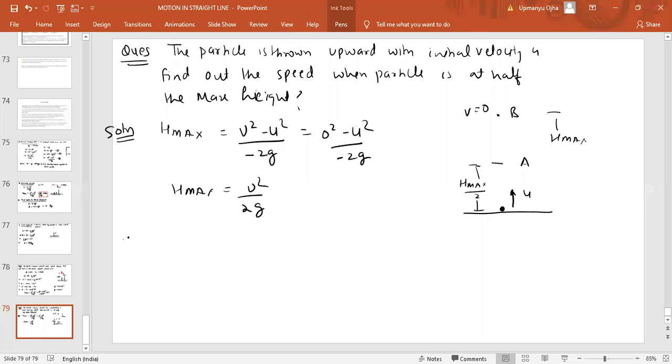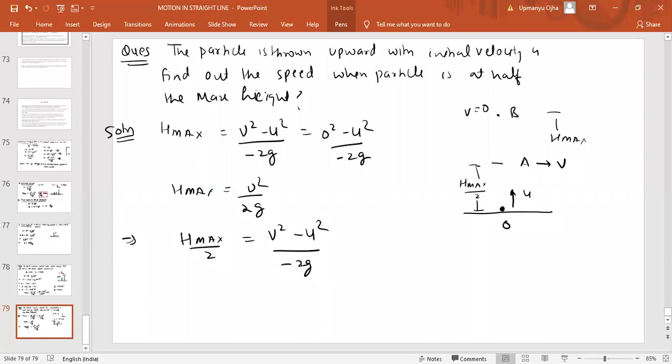Now, what they are telling you, find the speed when the particle is at half of the maximum height. Let us suppose at half of the maximum height, velocity is v. So can we use that formula? h max by 2, that is half the maximum height, must be equal to v square minus u square by minus 2g. Is this equation correct or not? We are using the equation of motion between origin and A point. So A point displacement is h max by 2. Velocity at A is v, we have assumed. U is the initial velocity.